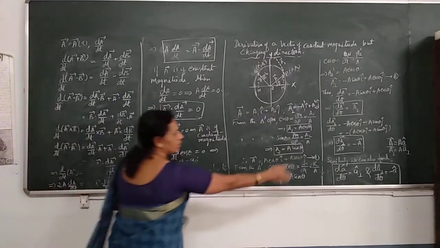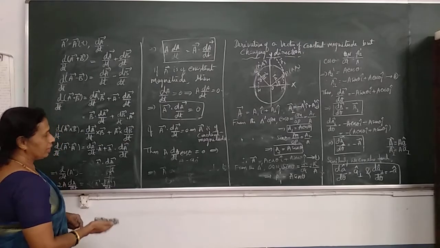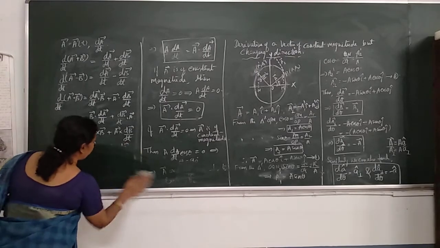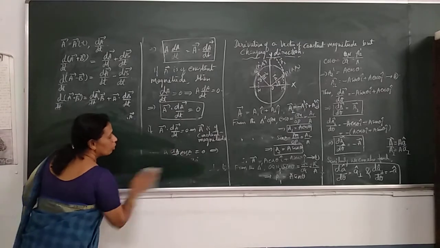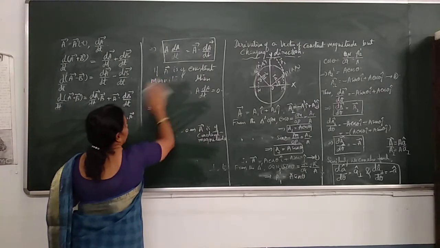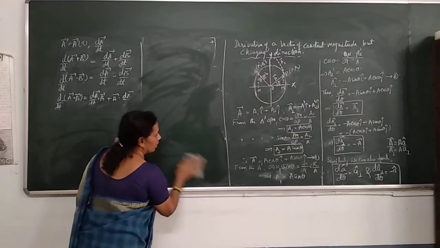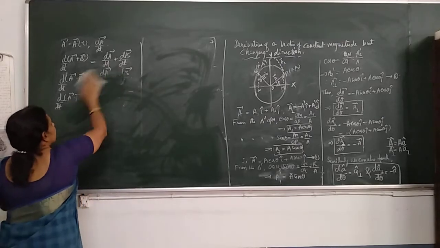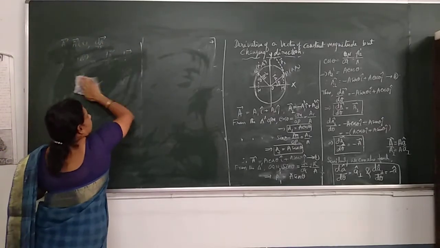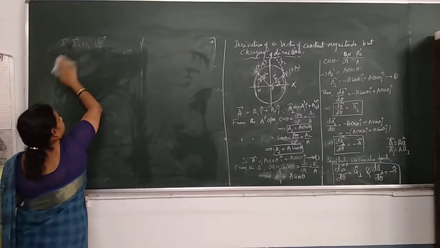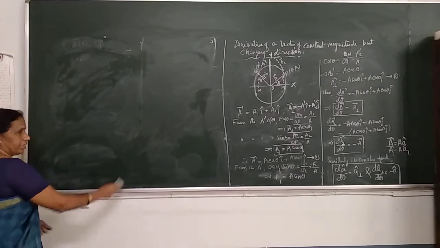Now let us consider the derivative of the position vector of a particle which is moving in space. Suppose there is a particle which is moving in space. In space means a particle is represented by three coordinates, in a three-dimensional Cartesian coordinate system. So a particle moving in space has three coordinates.